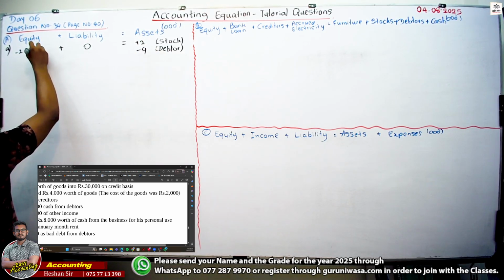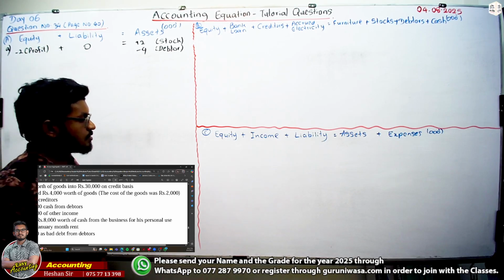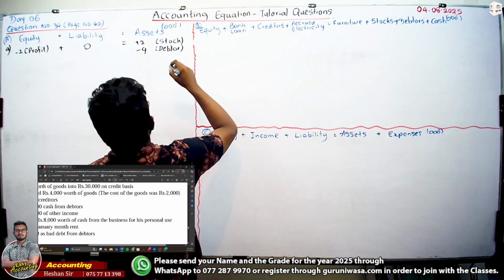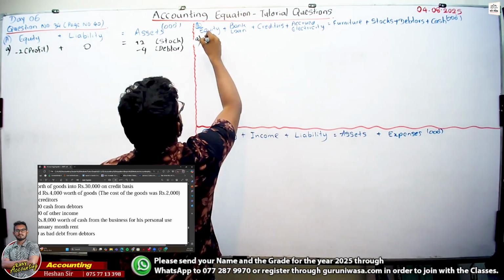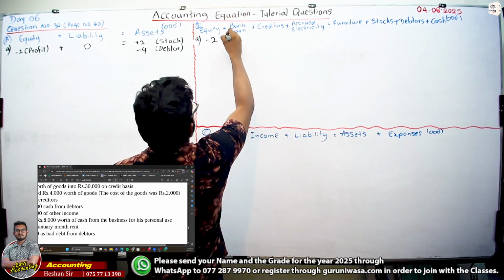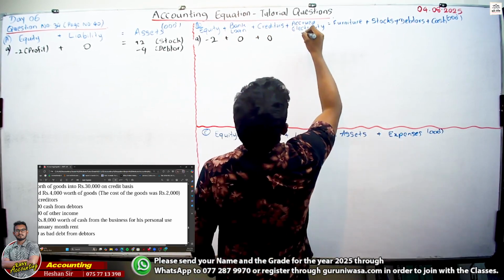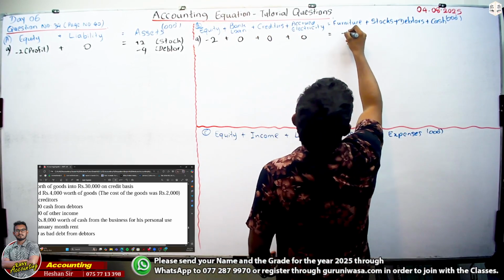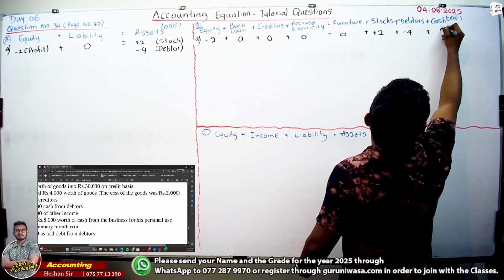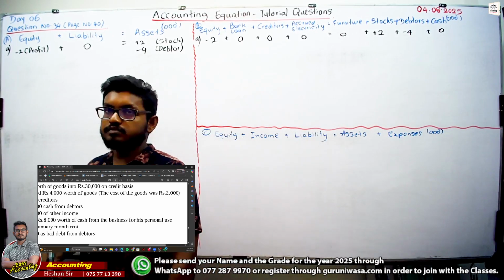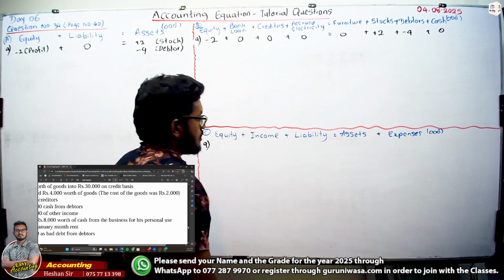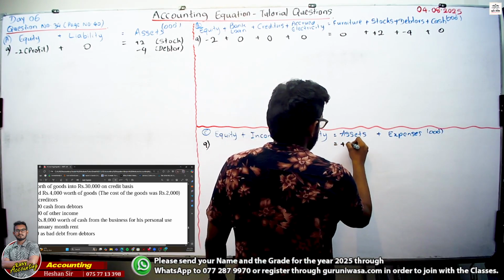Profit, right? Now when it comes to this one, 9, equity decreased 2000. Stocks further increased by 2000, debtor decreased by 4. Number 9, our stock asset increased by 2000.